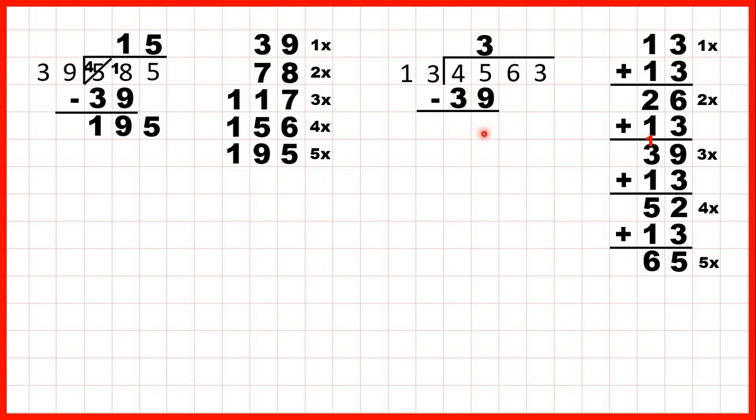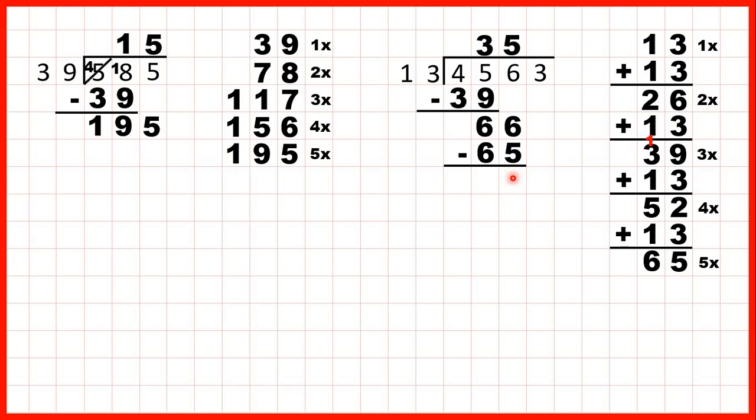Now we need to subtract and then bring down the next digit. 45 minus 39 is 6, and we can bring down the next digit, so bring down this 6, so we have 66 divided by 13. Now the closest number to 66 in the 13 times table, which is still less than 66, is 65. So we can write the 65 below the 66, and because 65 is 5 times, we can write 5 as the next digit of our answer.